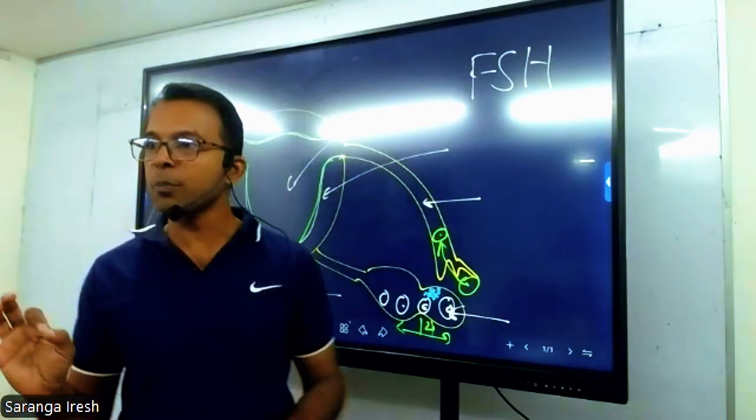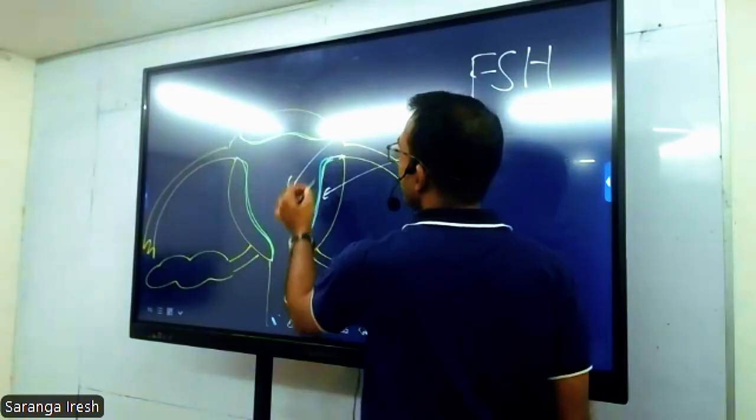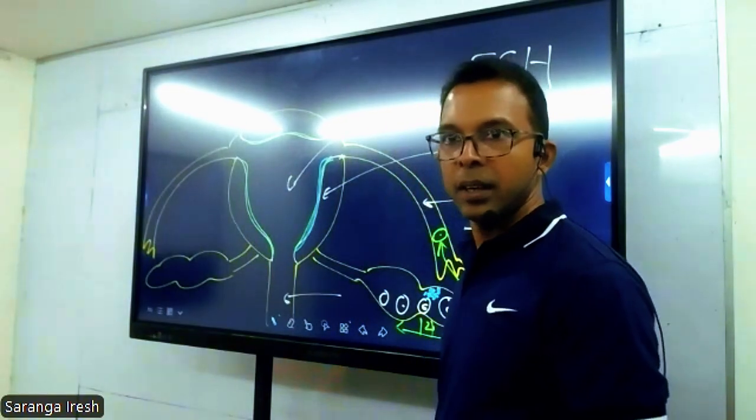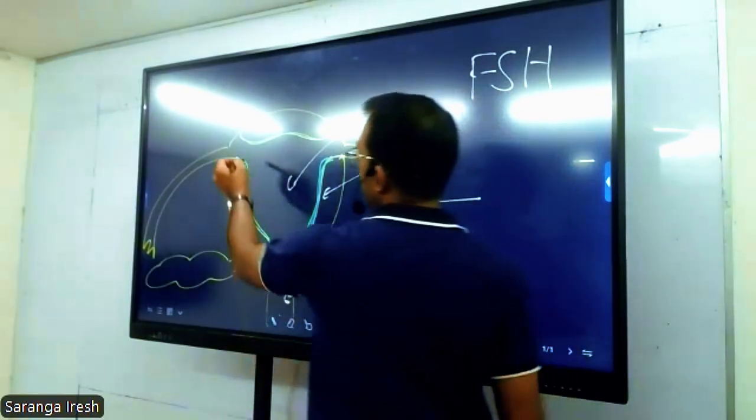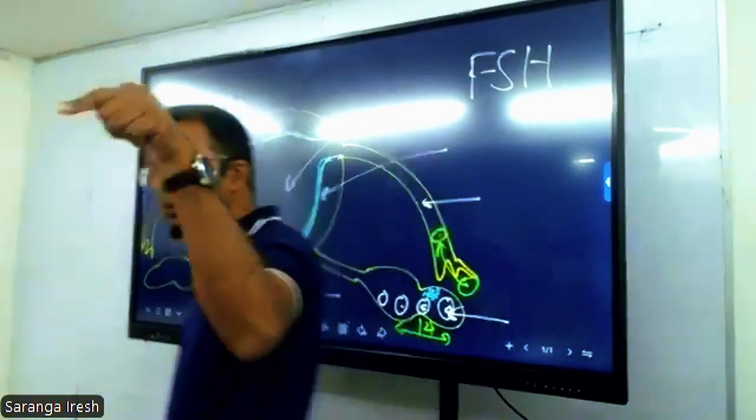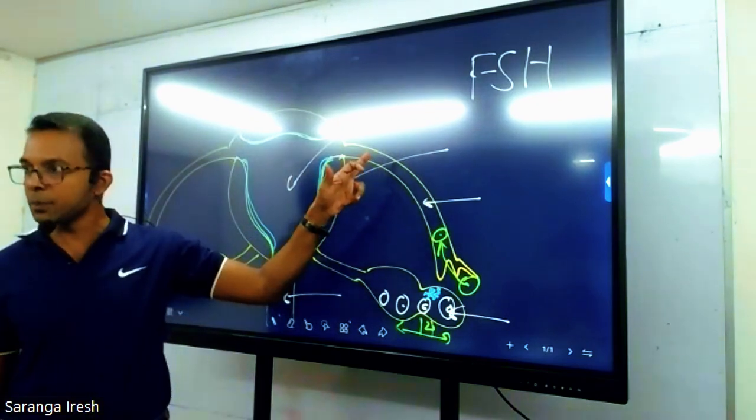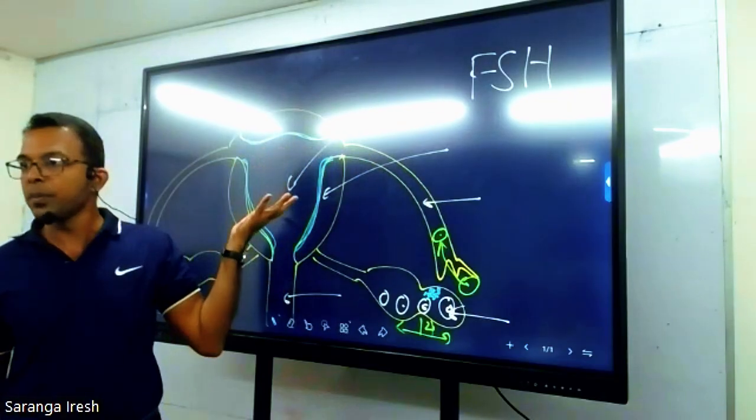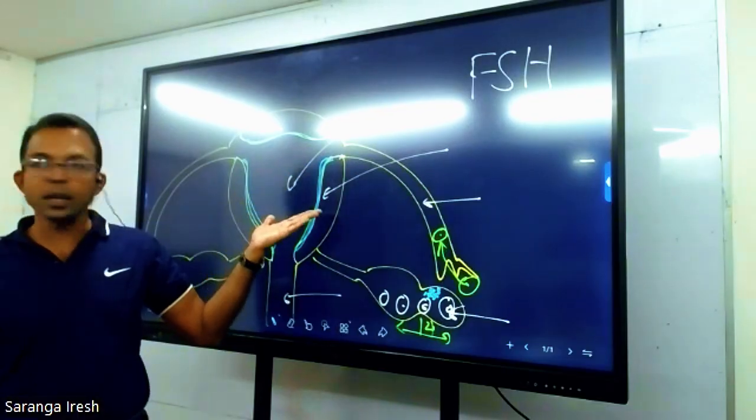Then what is the function of progesterone? Maintain the uterus lining. Correct. Now, development of the uterus lining is done by the estrogen. The maintenance of the uterus lining is done by the progesterone. Why? For the future implantation. If the egg cell gets fertilized here with a sperm cell, it will develop into a zygote, then into a blastocyst, and then it will be implanted here.